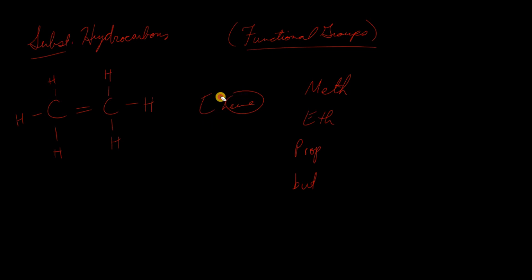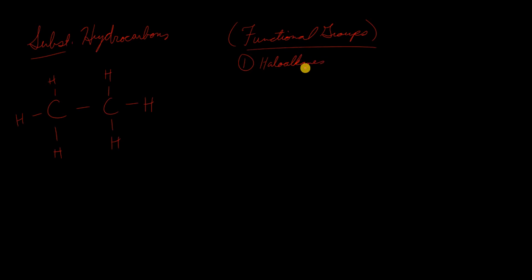So erasing some of this stuff, what we need to do next is to go through and name each one of these as substituted hydrocarbons. Let's get rid of our double bond as well. We had four functional groups that we talked through. The first one was haloalkanes. Remember, alkanes are single bonds, but haloalkanes have a substituted hydrogen that is a halogen.